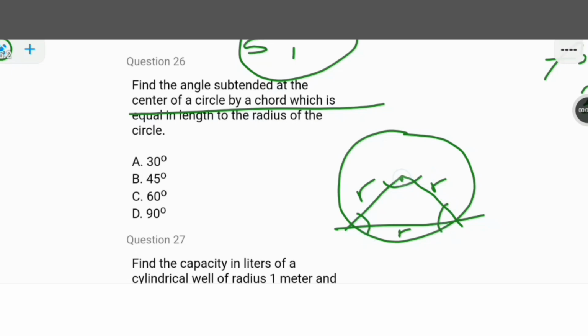So this is the center of the circle. So this chord here will form an angle at the center of the circle of 60 degrees. This angle here will be 60. Okay, so the answer is just 60 degrees straight up.